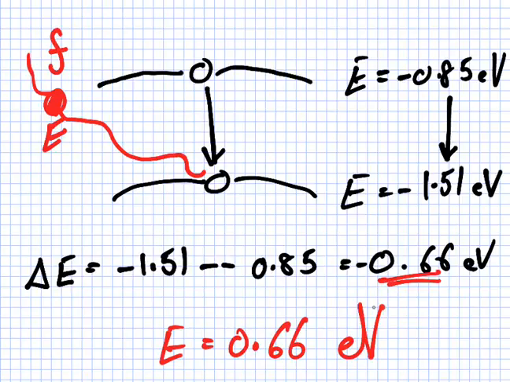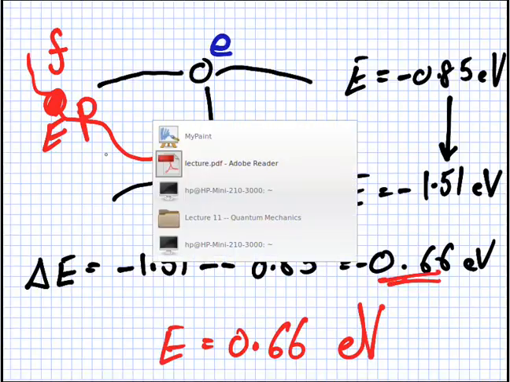Which energy? This one? The whole thing is the electron. In the picture, this is an electron, this is an electron, and then this is a photon.